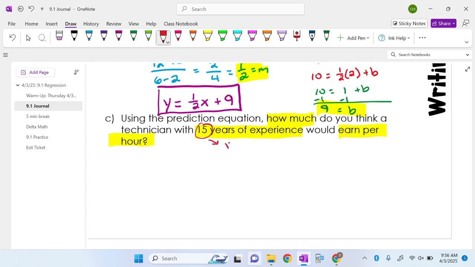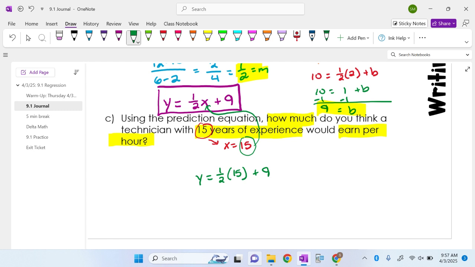So we're saying that X is equal to 15. And I'm trying to find Y. So if we know X, that means we're trying to find Y. If we know Y, we're trying to find X. So given that, how do you think I'm going to find that Y? Using the equation I just found. Right, we're going to take this 15 and plug it in for the X value and evaluate. All right, so I would have Y is equal to 1/2 times 15 plus 9. All right, so take a minute, put that in your calculator, tell me what you get.